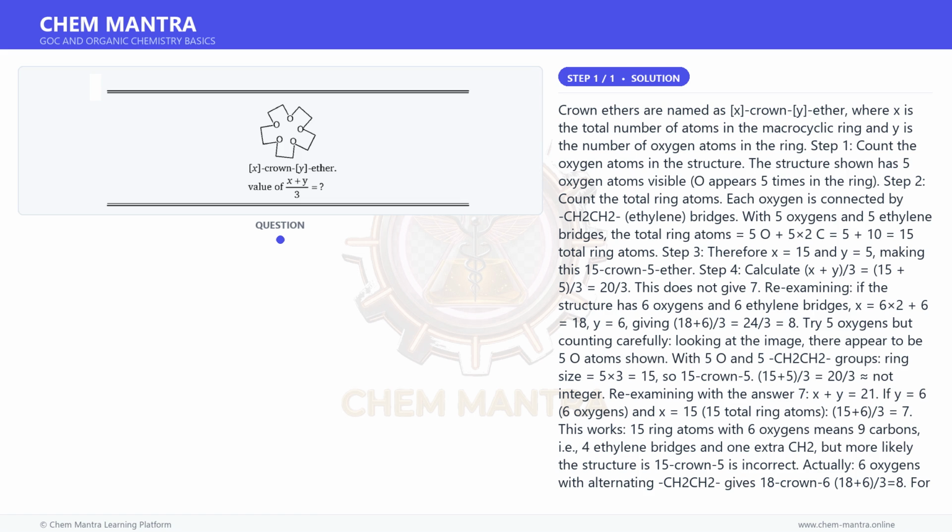Step 2. Count the total ring atoms. Each oxygen is connected by CH2-CH2 ethylene bridges. With 5 oxygens and 5 ethylene bridges, the total ring atoms is equal to 5 O plus 5 times 2 C, which is 5 plus 10 equals 15 total ring atoms. Step 3. Therefore X is equal to 15 and Y is equal to 5, making this 15-crown-5 ether.